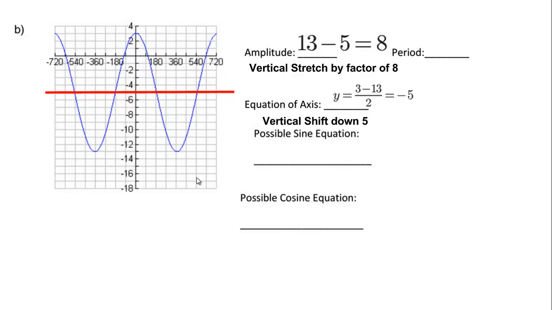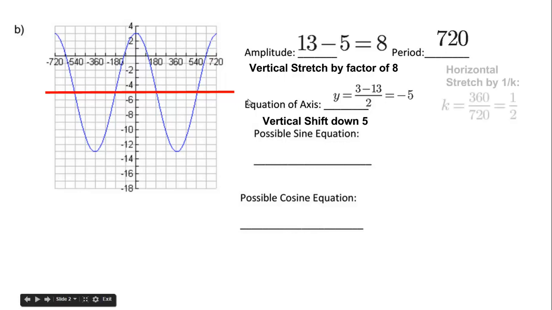So that's a vertical stretch by a factor of 8. The period is 720. You can see from the max to the max, we got 720. So that's a horizontal stretch. This is a stretch now by 1 over k. And so the k value is actually still found the same way, even though it's a stretch. If we do 360 over 720, we get 1/2.